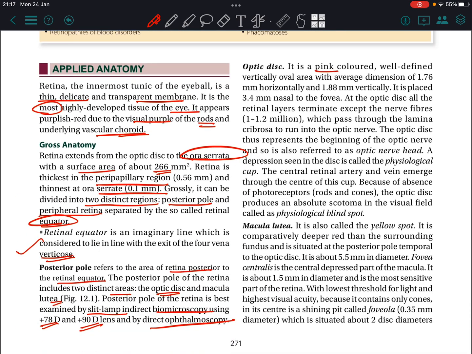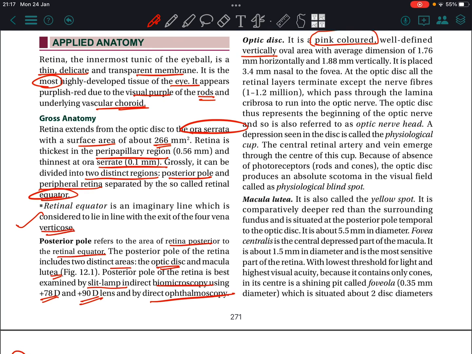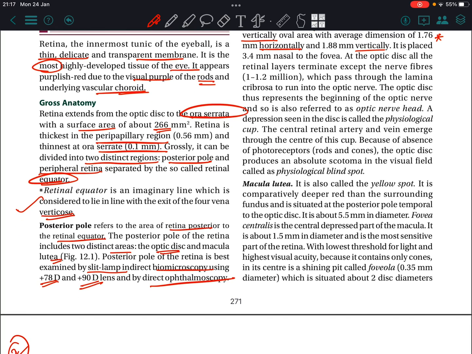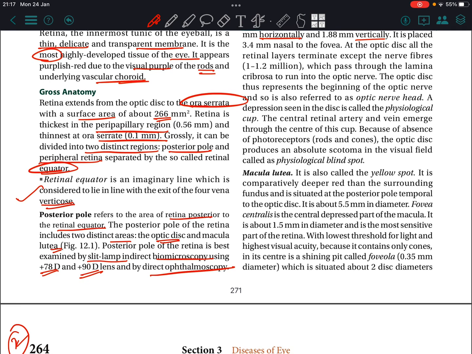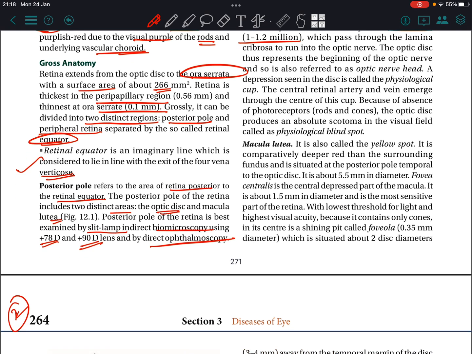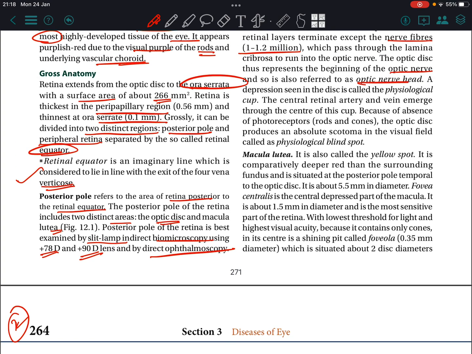Optic disc. It is a pink colored, well defined, vertically oval area with average dimensions of 1.76 mm horizontally and 1.8 mm vertically. It is placed 3.4 mm nasal to the fovea. At the optic disc, all the retinal layers terminate except the nerve fibers, which pass through the lamina cribrosa to run into the optic nerve. The optic disc thus represents the beginning of the optic nerve, so it is also referred to as the optic nerve head.